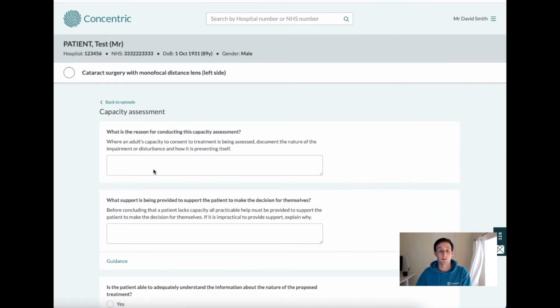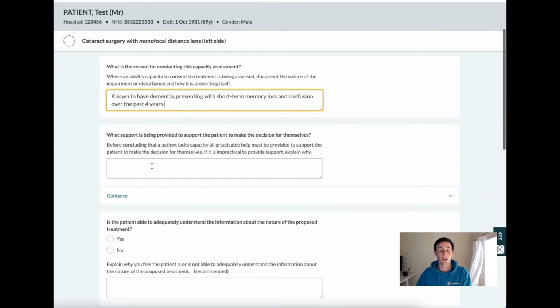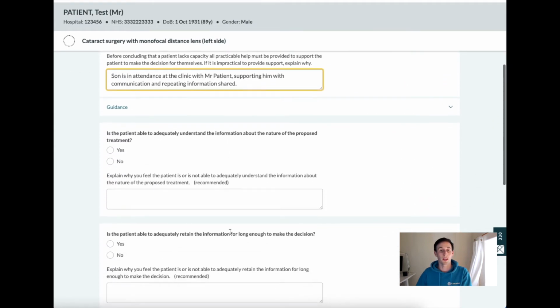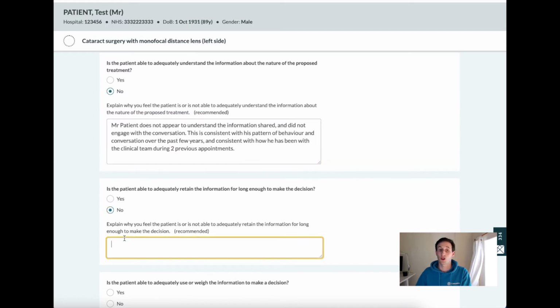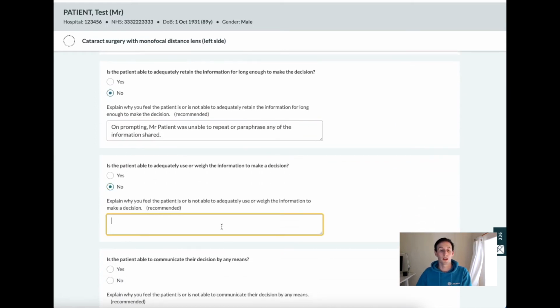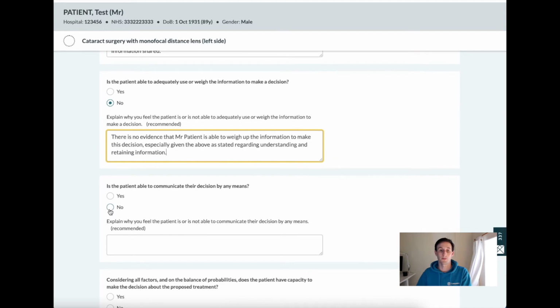Documenting a capacity assessment involves stating why it's being assessed, the support being given, stating yes or no to the capacity questions, documenting evidence for those answers, and giving an overall assessment of capacity.